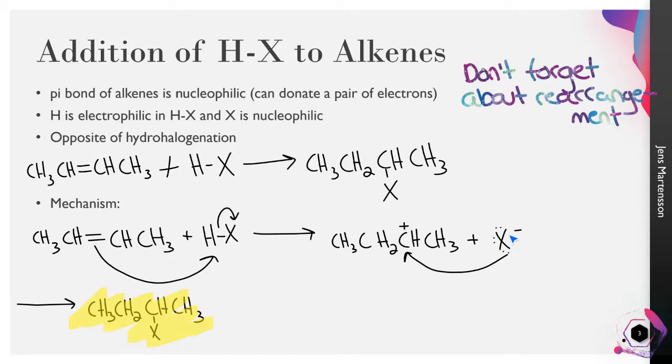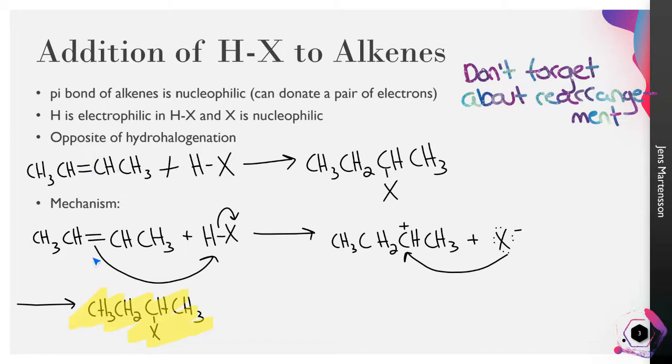Okay. So addition of HX to alkenes is literally just the opposite of dehydrohalogenation, like we learned last section. So instead of taking off a hydrogen and a halogen, you're just putting them back on. So just try to remember that. So here's the general equation. You start with an alkene.